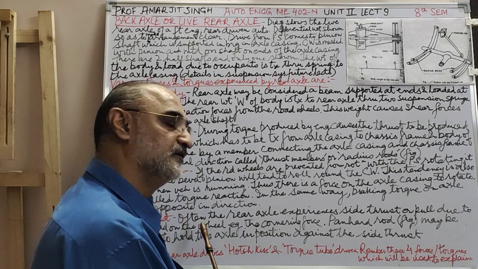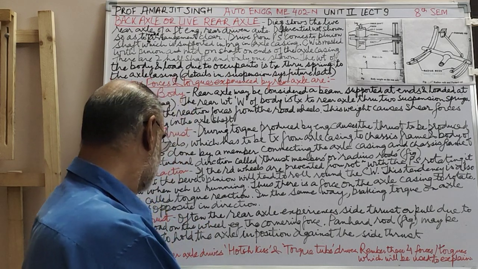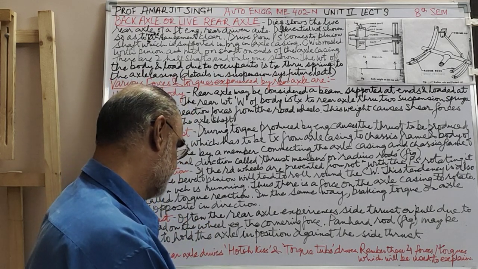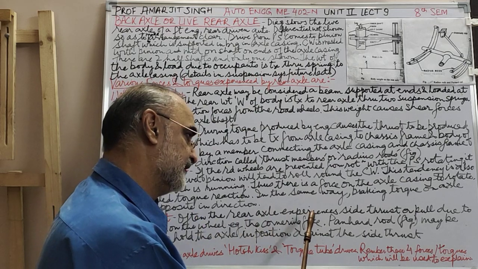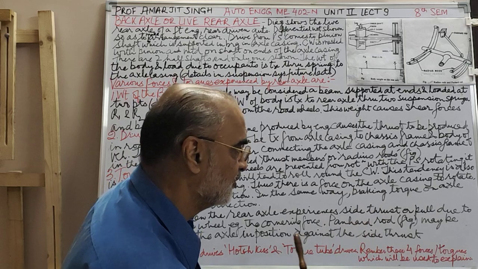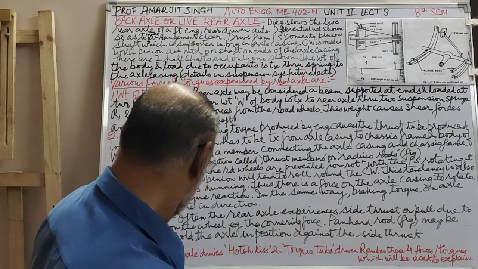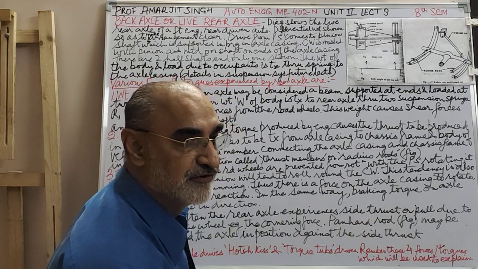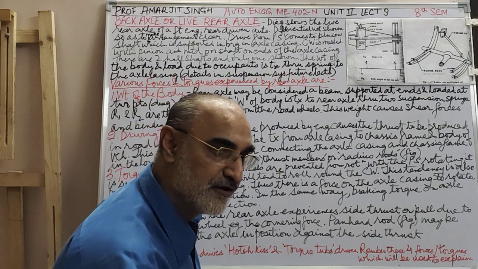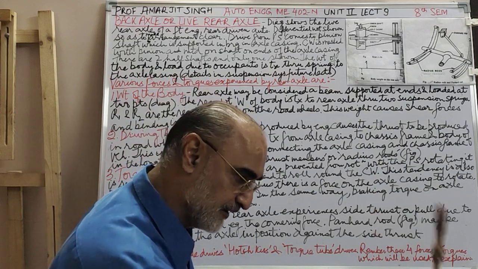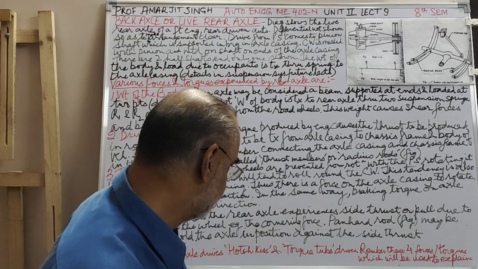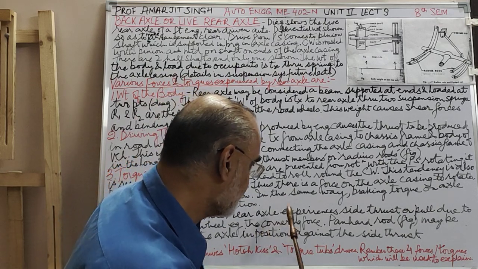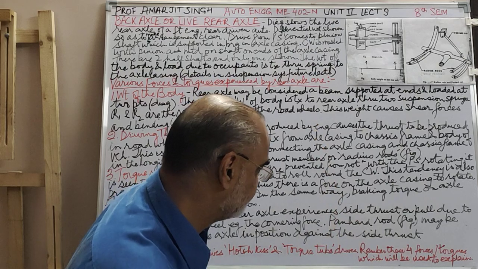There is a fourth force also, which is called the side thrust. Often, the rear axle experiences side thrust or pull due to any side load, for example, the cornering force. When you corner a vehicle, take a turn, there is a side thrust acting on the wheels, and this is called the cornering force.